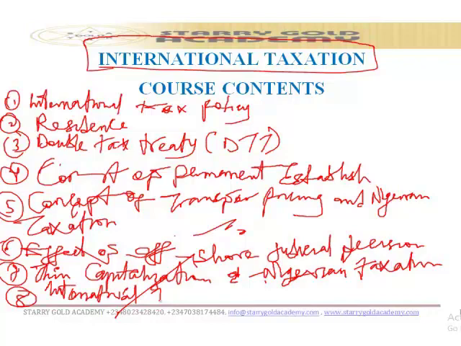So in short, these are the course outline, or course contents. We shall be looking at each of these one after the other, including international tax avoidance and Nigerian taxation.